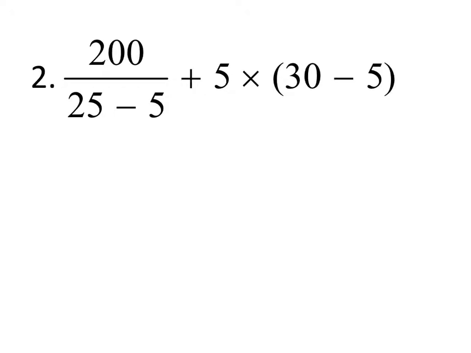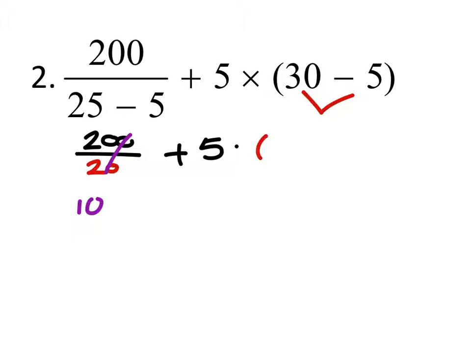So let's look at simplifying this fraction first. We got 200 over 25 minus 5 is 20. So this would end up being, those cancel, and we got 20 divided by 2 is 10. Now the rest of it, we didn't touch the rest of it, so it was plus 5 times 30 minus 5, so we can do the parentheses there. 30 minus 5 is 25.